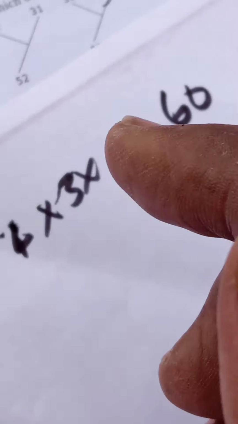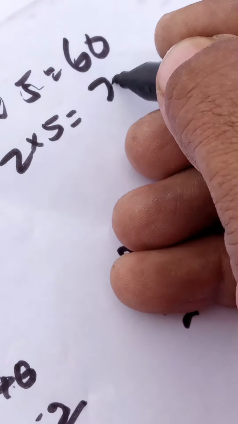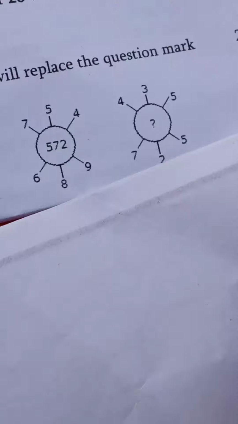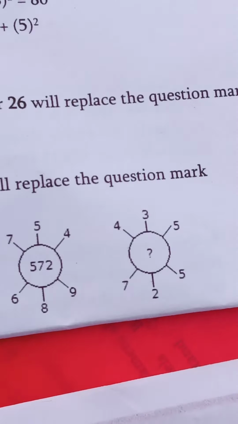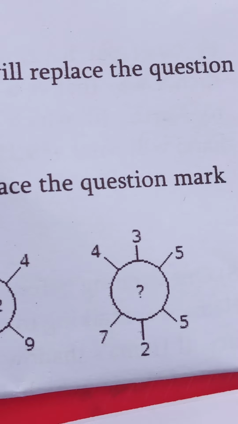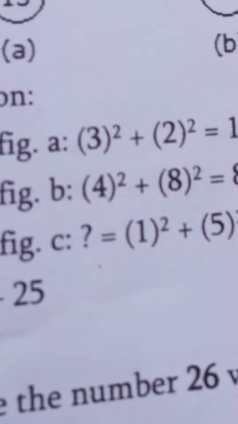4 into 3 into 5 is 60. Next, 7 into 2 into 5 is 70. 70 plus 60, 130, will come in the place of the question mark. So the question mark value should be replaced with 130. Okay, very simple one. I hope you can do this question.